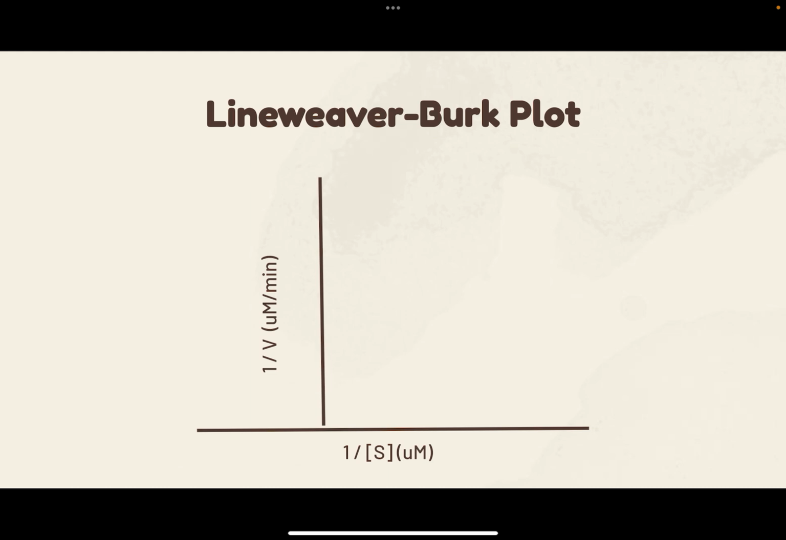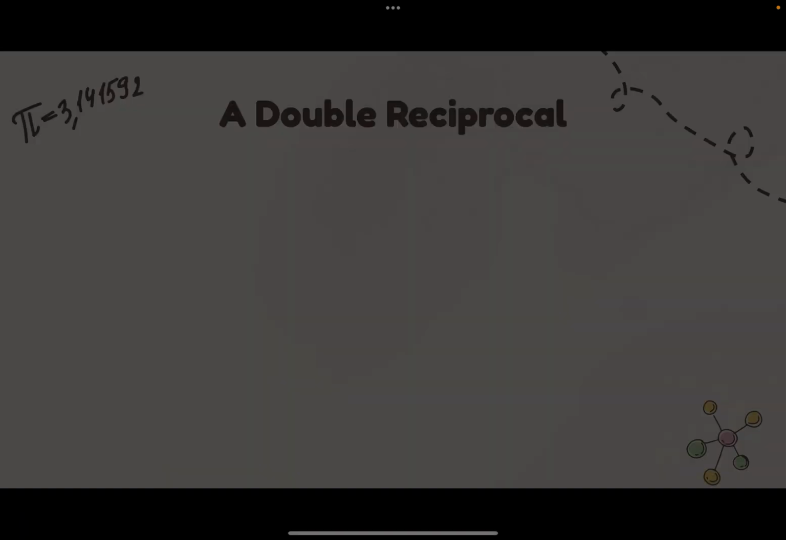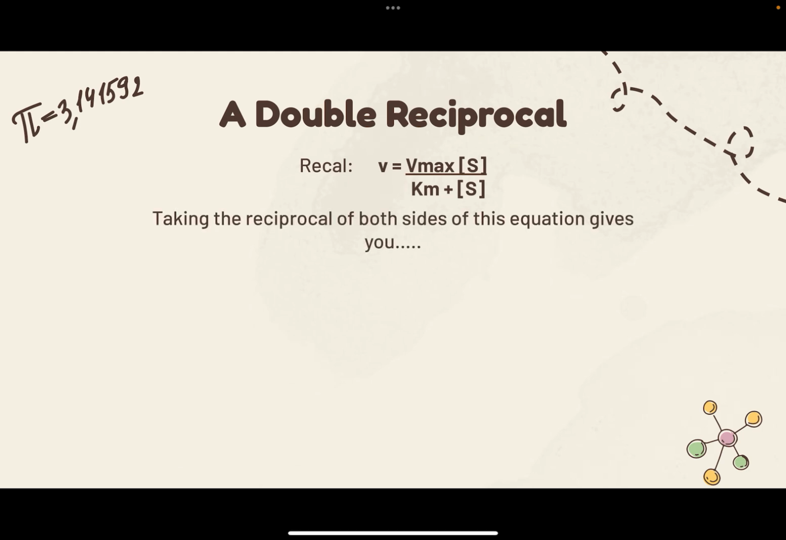The Lineweaver-Burk plot takes each enzyme catalyzed reaction from the Michaelis-Menten plot and turns those curved lines into straight lines. This is done by extrapolating the curved lines and plotting these points as a straight line. This gives a better visual of the Km values. This plot can also be represented by this equation. Now, if we recall the equation in the Michaelis-Menten plot and take the reciprocal of both sides, also known as a double reciprocal, we get the equation of the Lineweaver-Burk plot.